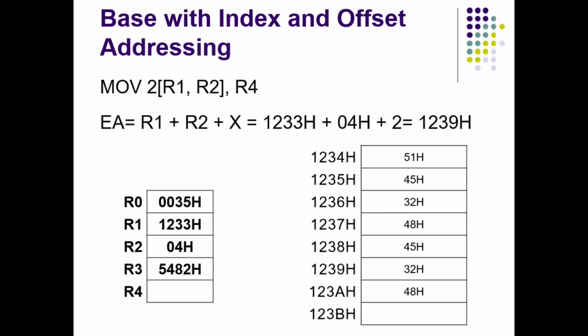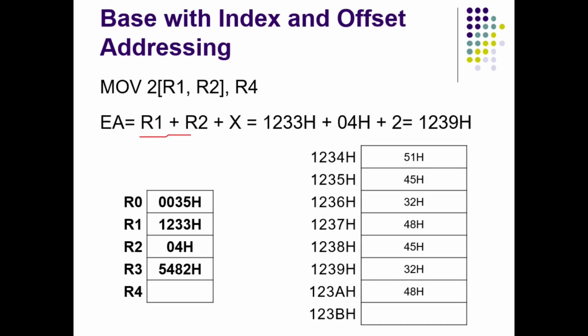In this example, I have used base with index and offset addressing mode to refer to the source operand. My destination operand is R4. So my intention here is to move or transfer data from a particular memory address to the R4 register. And what is that address? That is what the processor has to find out. I have mentioned that effective address indirectly using the values of R1 and R2. Now the processor finds out it is a base with index and offset addressing mode.